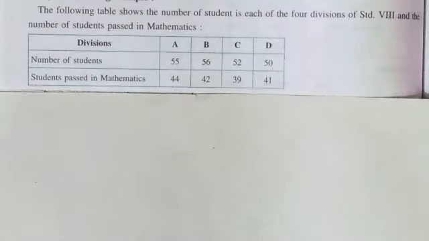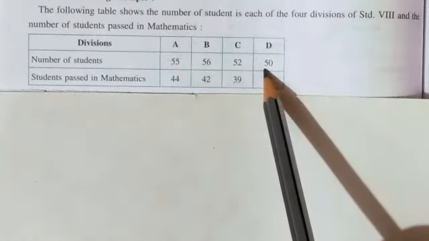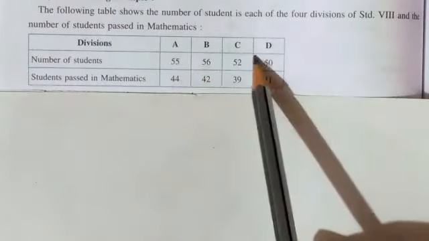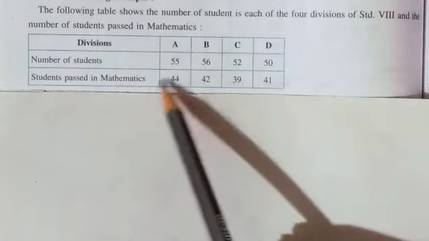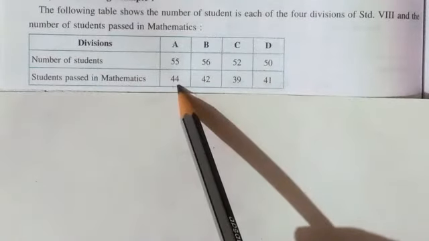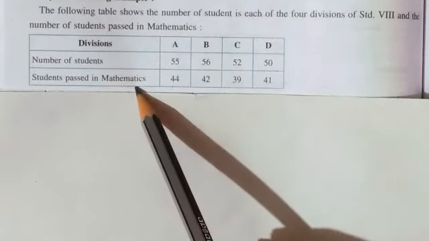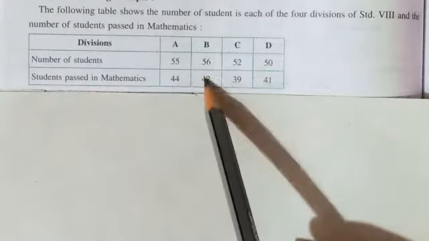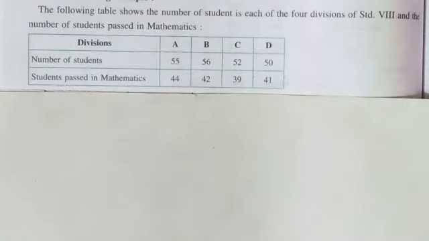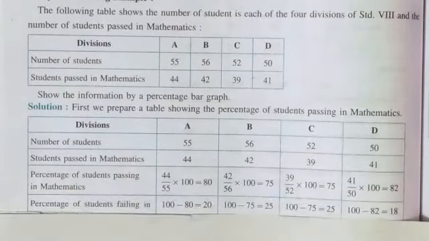Here in this example, the number of students in each class is given from 8th standard, 4 divisions, and in the second line the information is given of the students who passed in mathematics from each division. So this information you have to show by the percentage bar graph. For that we have to calculate the percentage of students of each class who had passed the mathematics. For that we have to make the chart this way.